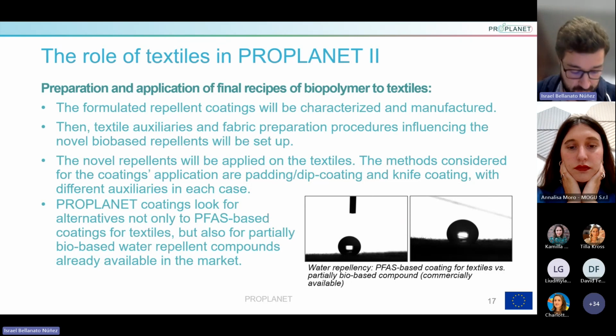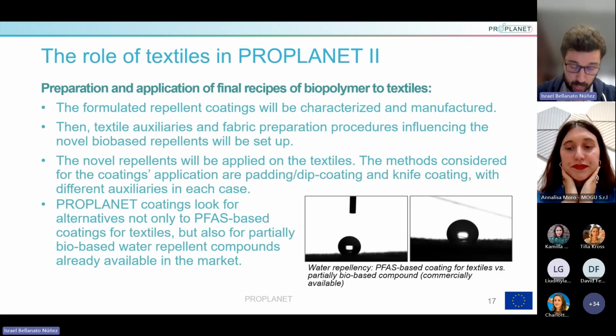And it is important to say that ProPlanet coatings look for alternatives not only to PFAS-based coatings for textiles, but also for partially bio-based water repellent compounds, which are already available in the market. And in addition to this, one has to consider that ProPlanet provides a solution for oleophobic bio-based coatings, which are currently not available in the market. So that is yet another reason why the ProPlanet project is competitive.